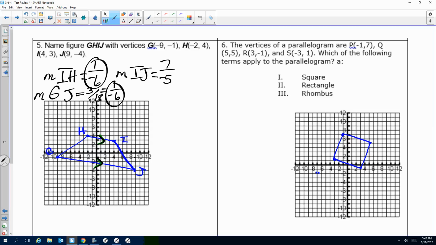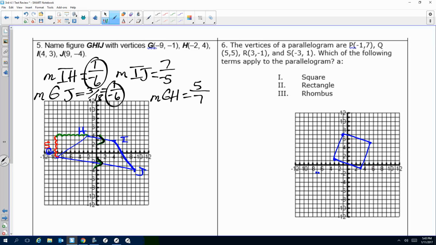You can only have one set of parallels if it's a trapezoid. Well, I still have to check the last side. The last side is my G to H. I count my G to H. That means I go up. If you want to physically see this again, 1, 2, 3, 4, 5. That keeps me even with H. So that's 5 units up. And then to the right, 1, 2, 3, 4, 5, 6, 7. So that would give me my slope of 5 over 7.